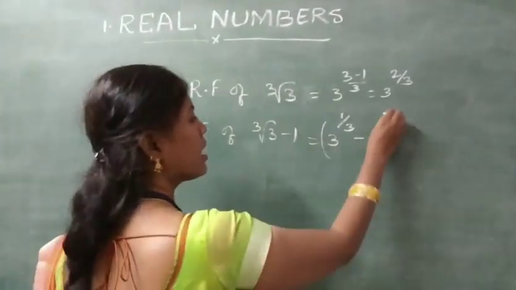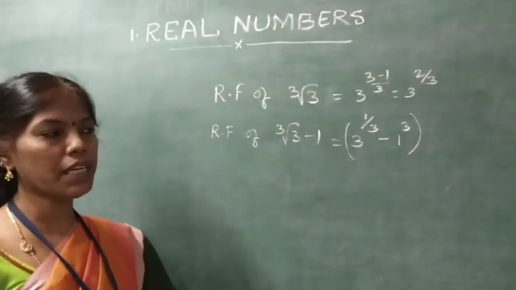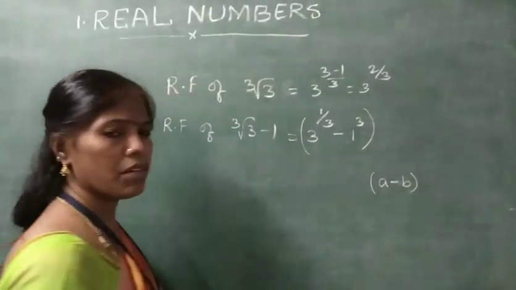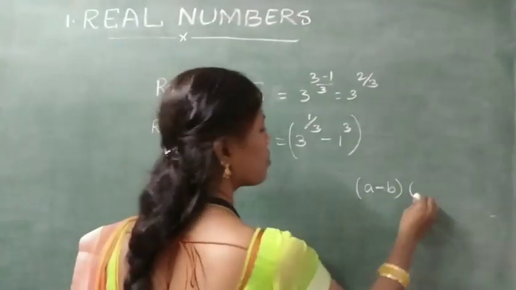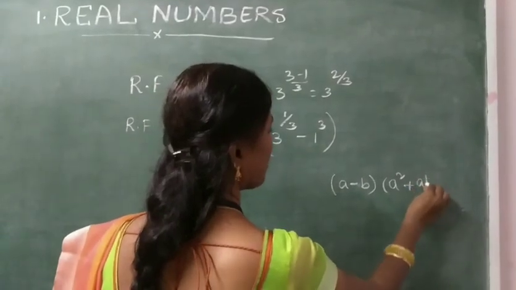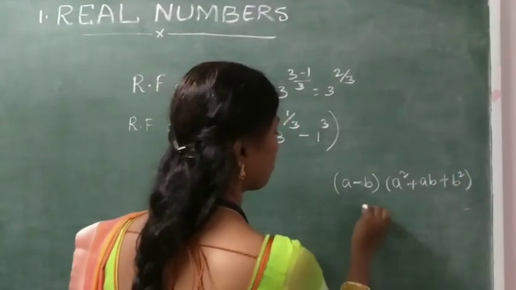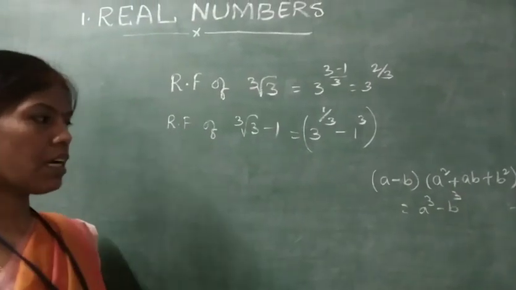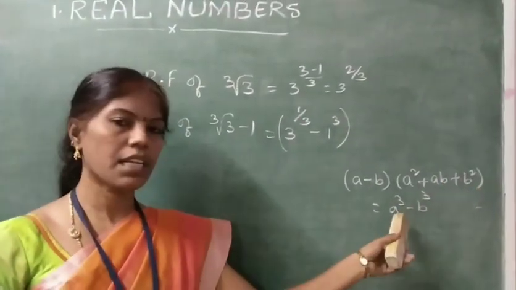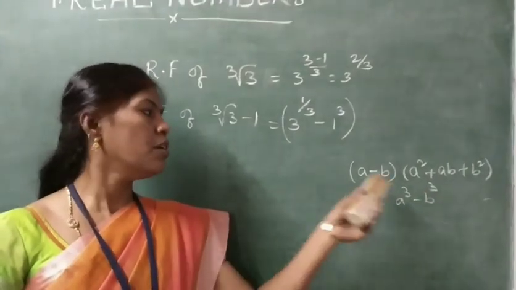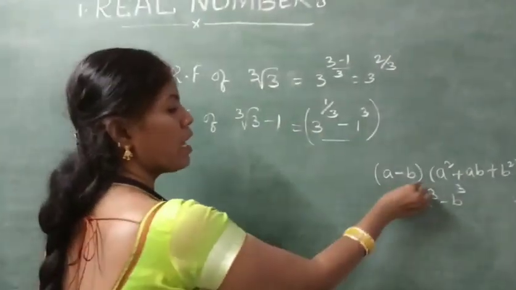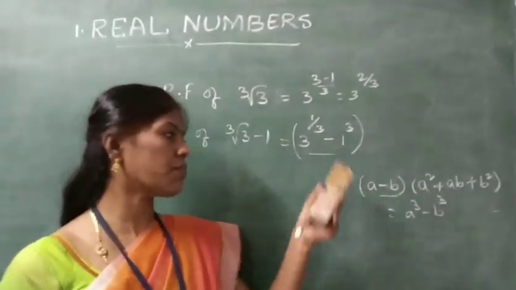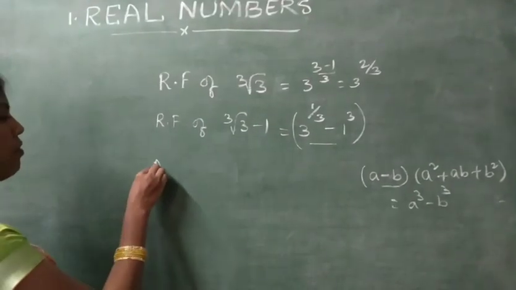So now here it is in the form of a minus b. What is a minus b? We will use the algebraic identity. What is the identity? A minus b into a square plus ab plus b square is nothing but a cube minus b cube. So here it is in this form, a minus b. Then what is to be found? This is the rationalizing factor of this one.